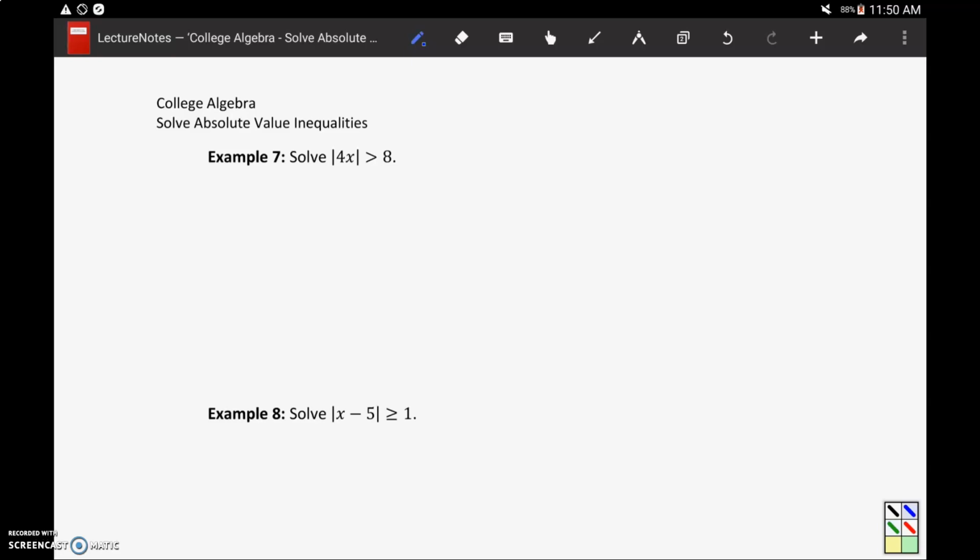In this case, we start off with |4x| is greater than 8. This will give us two different statements to consider. So we had 4x inside those absolute value bars, and we'll set that to be greater than 8. And then we'll set up a second inequality statement where we set it to be less than -8. Solving both of those statements, we would get, in the first case, x is greater than 2, and in the second case, x is less than -2.